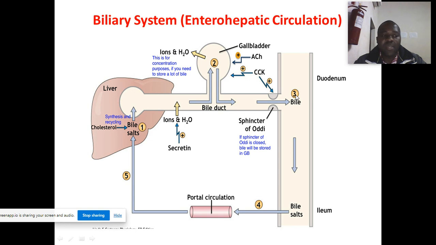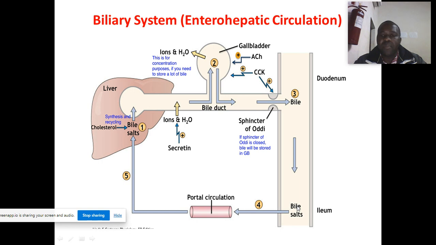Number three, what's happening? CCK is secreted in response to the chyme in the small intestine. The two actions of CCK, I've said it causes contraction of the gallbladder and it also causes relaxation of the sphincter of Oddi. Step four, bile salts are absorbed. They go back into the system through the portal circulation. Now, there are four ways these can be absorbed. Other literature says three.